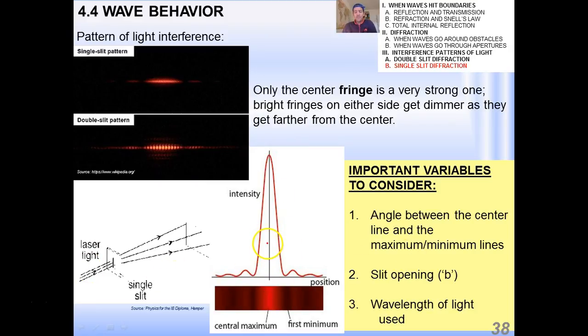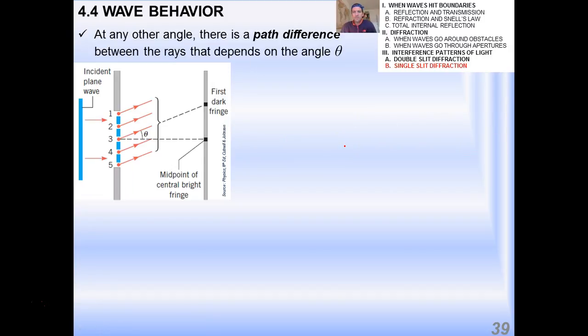It turns out the 3 most important variables are, number 1, the angle between the center line and the maximum and minimum lines, which is shown with the blue distance right here, and on the screen it'd be right here. Number 2, of course, the slit opening, the width of the opening, because we know that diffraction is affected by the width of the aperture through which a wave passes. We call this b. And obviously the wavelength of the light used for reasons that I just described, okay? So 3 very, very important variables, okay?